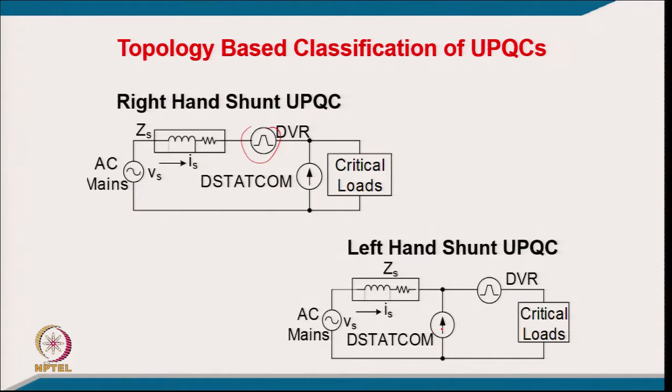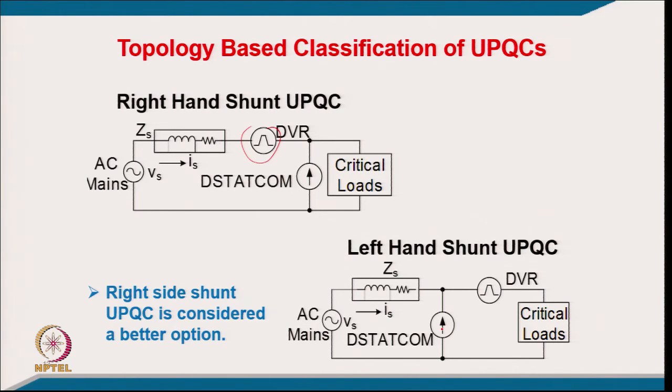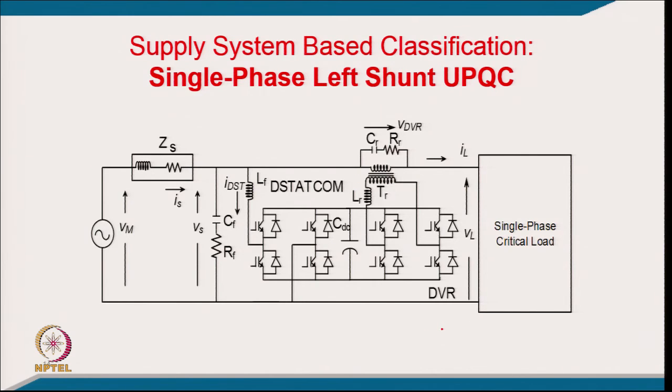So this is good for transmission, but not good for distribution. Right-hand side UPQC is considered the better topology for distribution systems. That is the conclusion.